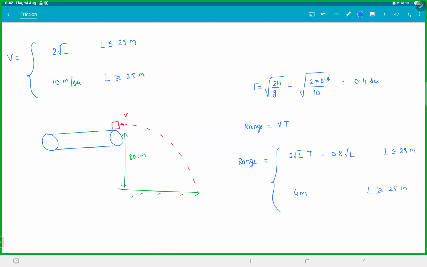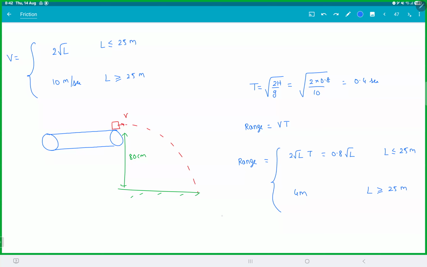So examiners, what they'll do, they'll give L is equal to 100 and they'll ask you the range. What most people will do, they'll put L is equal to 100 in this, they'll get speed 20 meters per second and they'll get the answer. What most people don't realize, the slipping stopped at 25. The remaining 75 meters was useless.